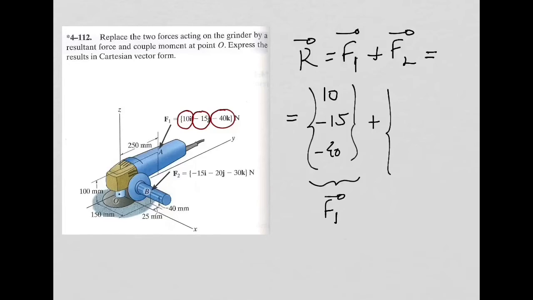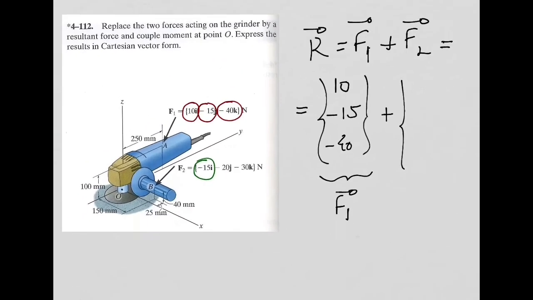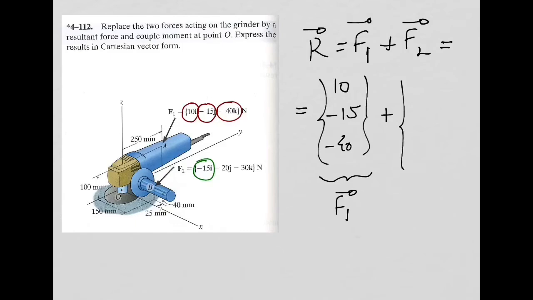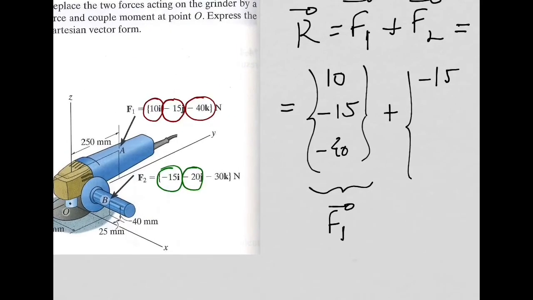I need now to add my force vector F2. My x component of this F2 is minus 15. My y component is minus 20, this one, right? It is the component that is multiplying the j unit vector that gives me the direction of my y-axis. So minus 20. And my z component is minus 30, right? It is this one, minus 30. And that will give me my vector F2.